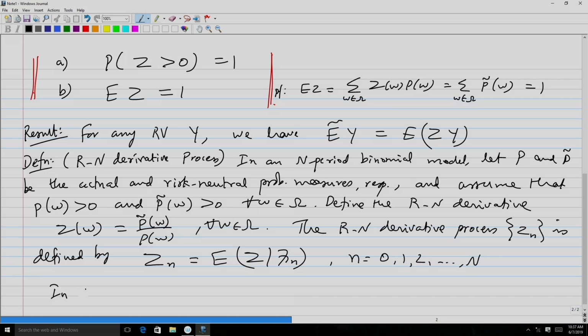You can see that in particular Z at N is the same as the Z that we have, because this is the n period binomial model, and Z at 0 would be 1, because the expectation of Z is 1, that is what you will compare. Okay. So, this is what we call an Rn derivative process. You are given two probability measures and you define the Rn derivative with respect to one measure with respect to the other, then the derivative process is given by this.